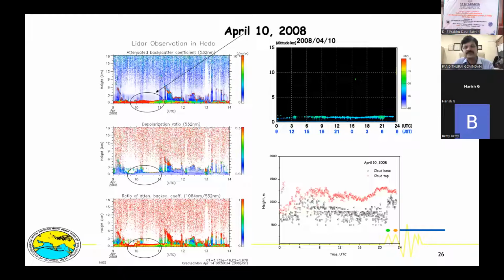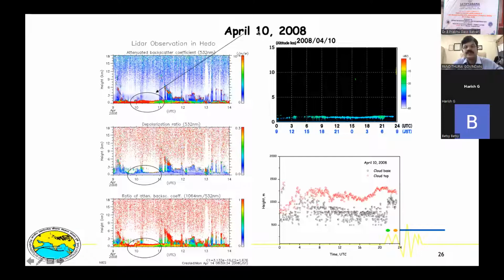So here, these LIDAR observations were available in that campaign. This was the National Institute for Environmental Studies LIDAR. These are the attenuated backscatter coefficients for 5 days, and I have selected some cases wherein uniform clouds were available. This is from the cloud radar and this is from the LIDAR.